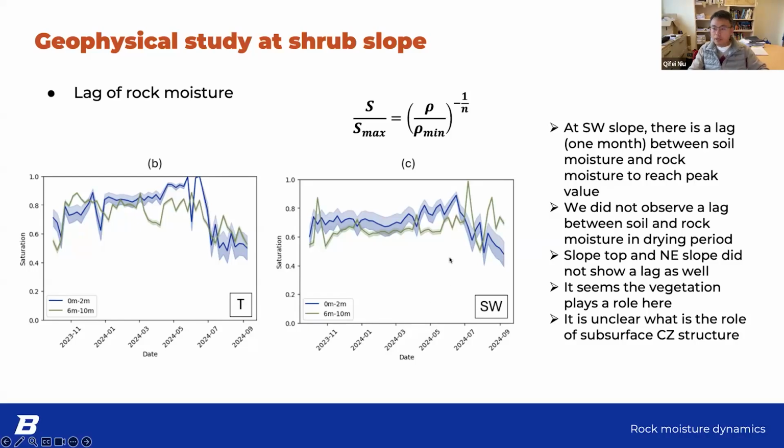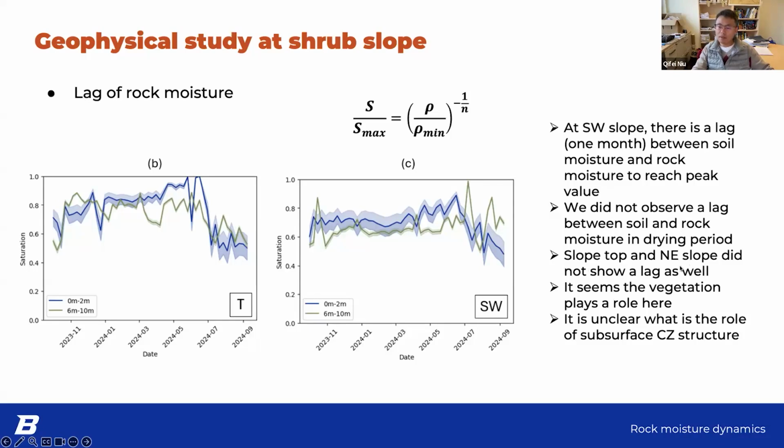And from there, you can see at the southwest slope, we did see there's a lag between the soil moisture and the rock moisture. For example, here is the saturation. The peak is around June for the soil moisture, but the peak is about July for rock. It's about 1 month delay for the wetting period. For the drying period, we didn't observe a lag there. Probably there's a lag, but we cannot draw a conclusion from that. We did not observe a lag between the soil and rock moisture in the drying period.